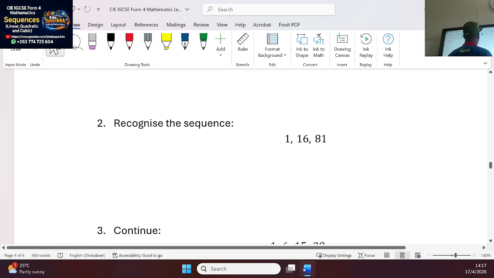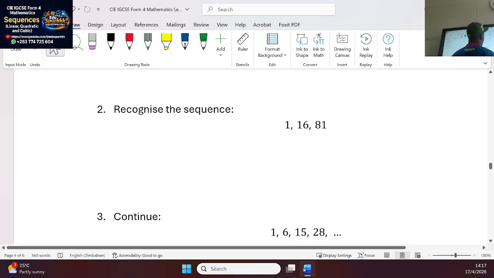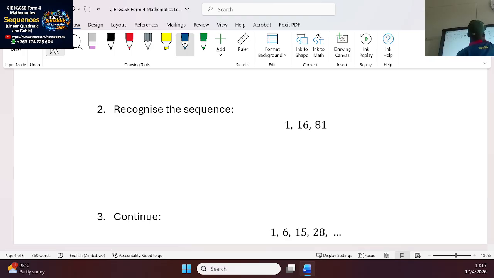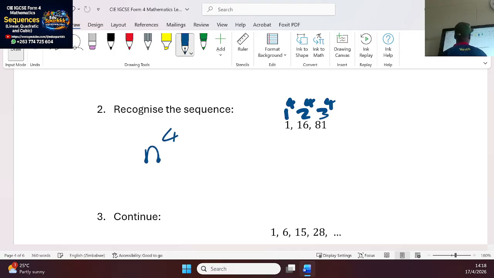Right, moving on, recognize the sequence. We are testing which type of sequence this is. Well, my position here is position 1, position 2, position 3. And as I am seeing this, it looks like I'm raising to the power 4. So the sequence is n to the power 4.